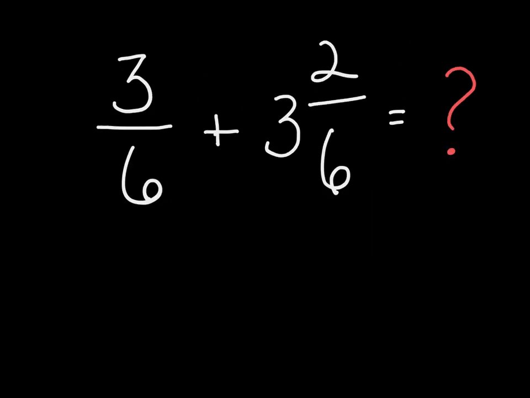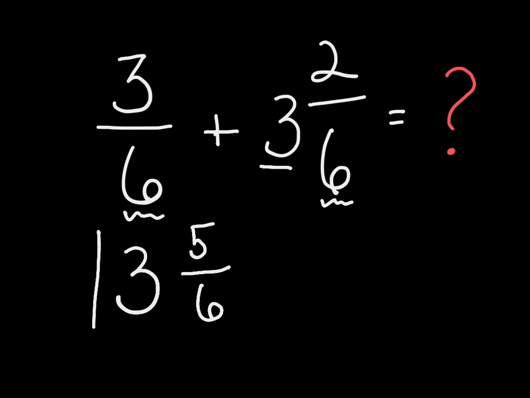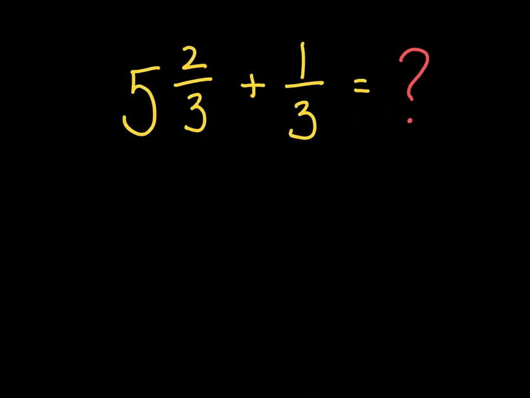All right, same thing here. 3/6 plus 3 2/6. Well, let's bring down our whole right there. And our denominators stay the same because they're alike. And now the numerators, 3 plus 2 is just 5. So our mixed number is 3 5/6.